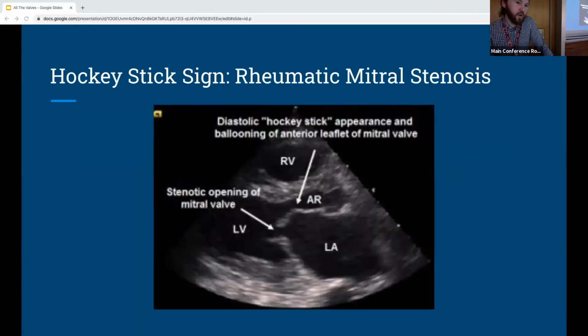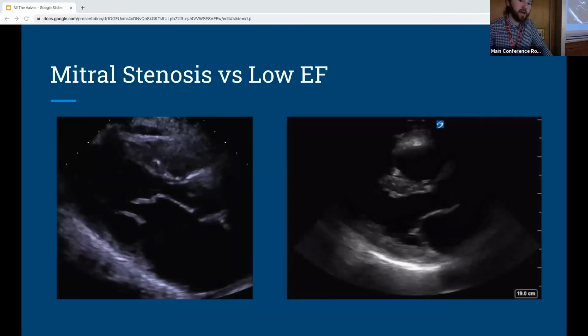Hockey sticking is primarily seen in rheumatic disease, where you see a very narrow stenotic opening of the valve itself, but during diastole, you see a ballooning of the rest of the valve, and you get this kind of hockey stick appearance. And that becomes relevant when you're trying to compare a stenotic valve to, for instance, a low EF.